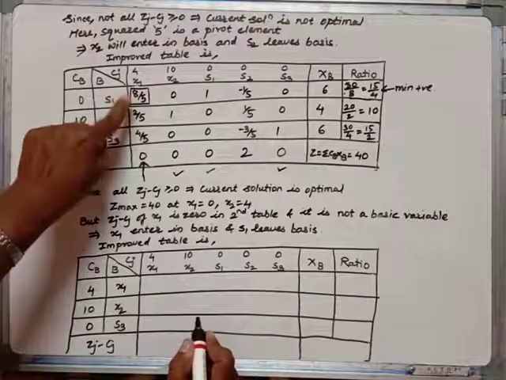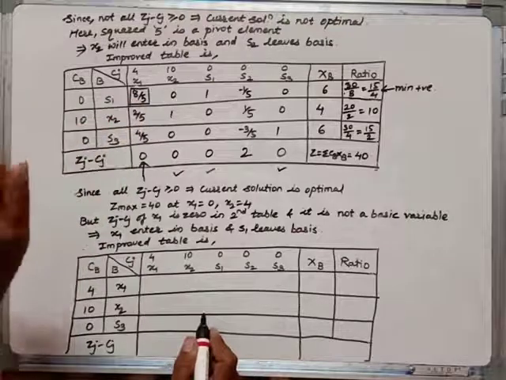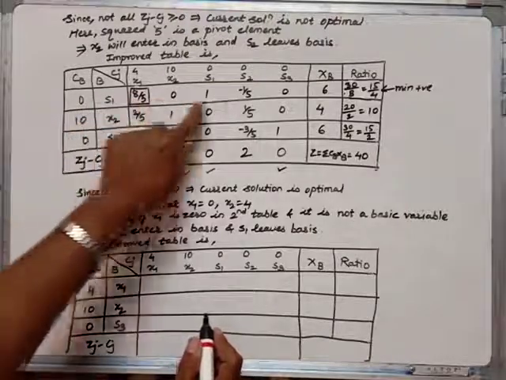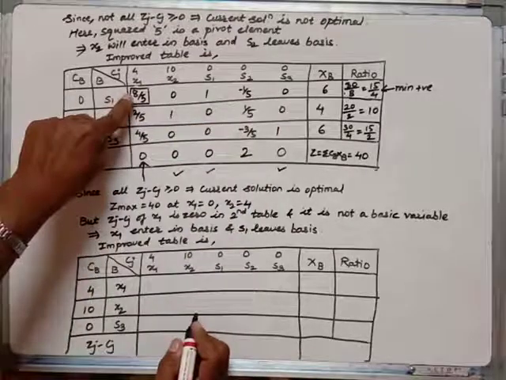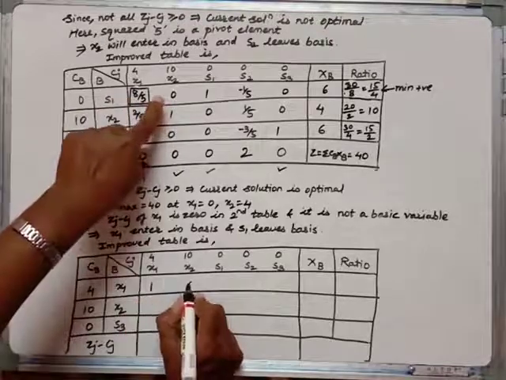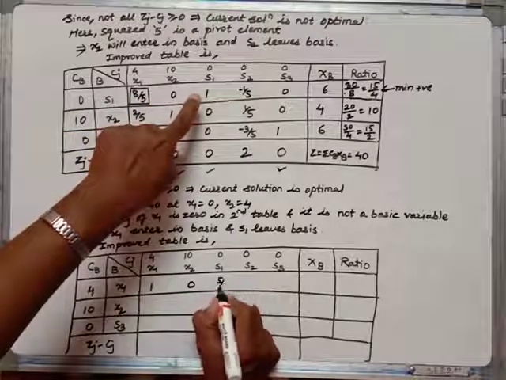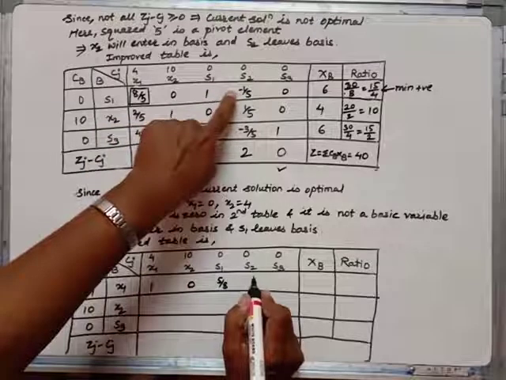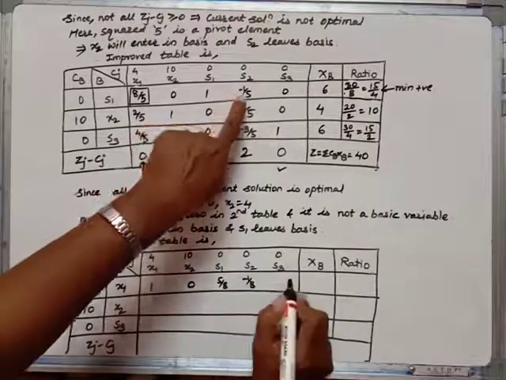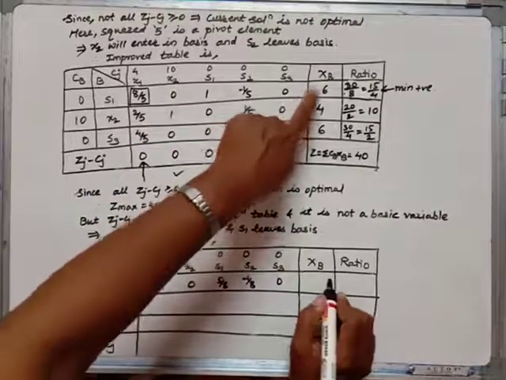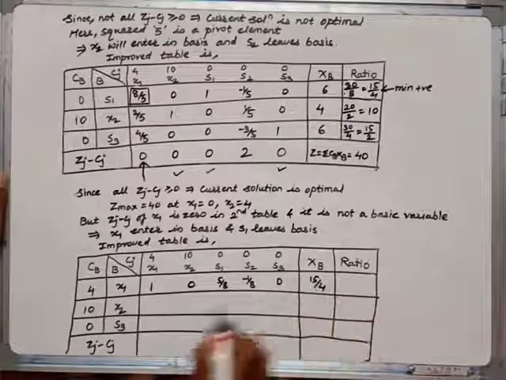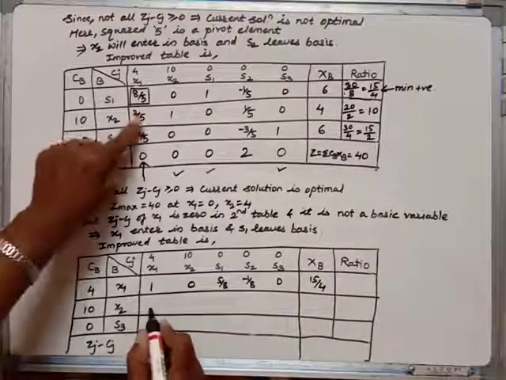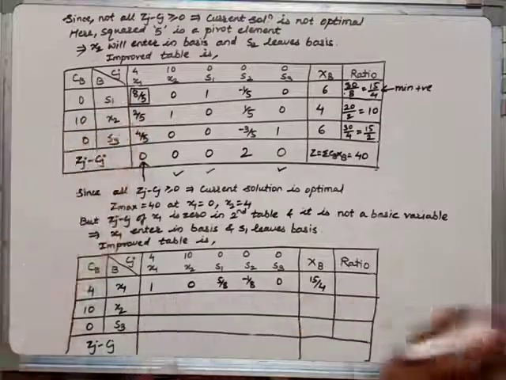Now here we have to make this 8 by 5 equal to 1. So for that let me multiply throughout this row by 5 by 8. So 5 by 8 times this will become 1. 5 by 8 times 0 is 0. 5 by 8 times 1 will be 5 by 8. Now 5 by 8 times minus 1 by 5 will be minus 1 upon 8. This 5 by 8 times 0 is 0. Now 6 into 5 by 8 will be 15 by 4. Now we have to make this 2 by 5 zero and also 4 by 5 zero. So for that let us do some operations.